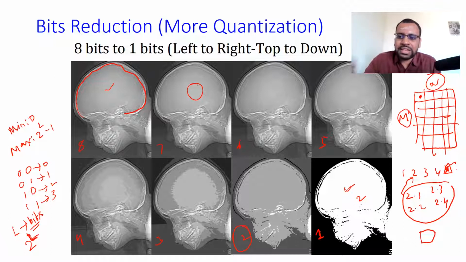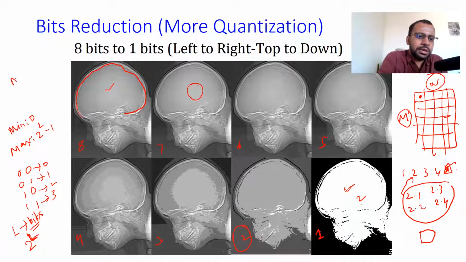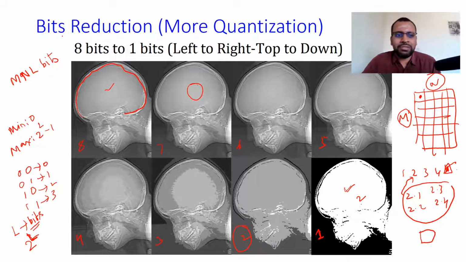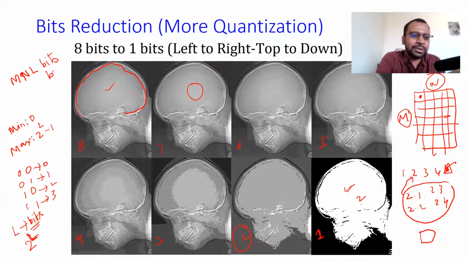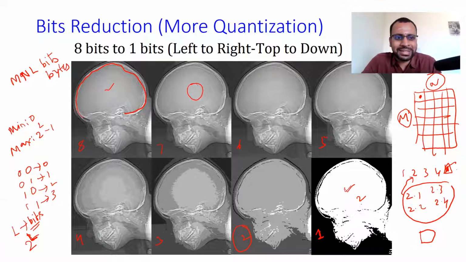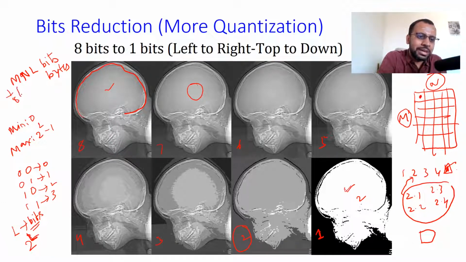Now, for an image of size m by n, how many bits would be required? M n into L. That's all. M n times L number of bits. Assume that this number is big. I want to say it in bytes. So how many bytes? Bits divided by 8. M n L by 8. That's all.